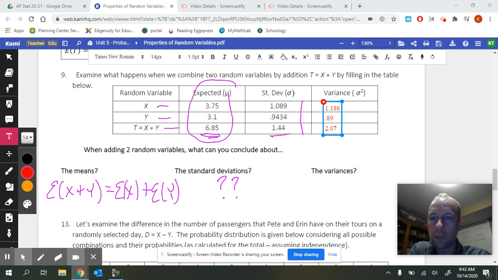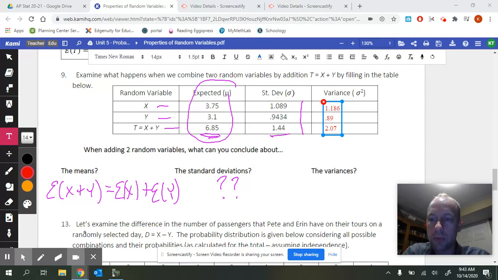So welcome back. Hopefully you got the following variances, and now we can start looking for any sort of connection. We saw the standard deviations didn't really do anything like the means did, but when we look at the variances, what is the relationship between these three numbers? And we have 1.18, 0.89, and 2.07.